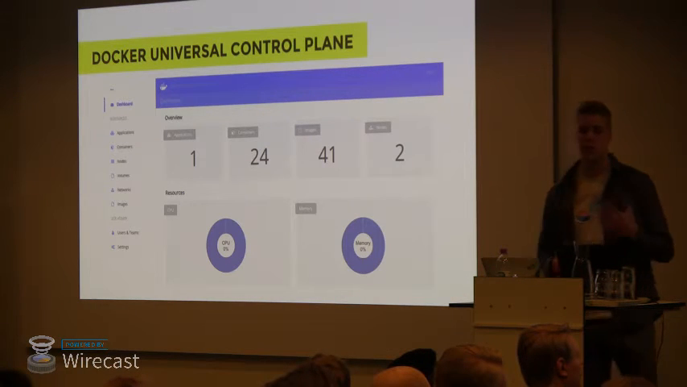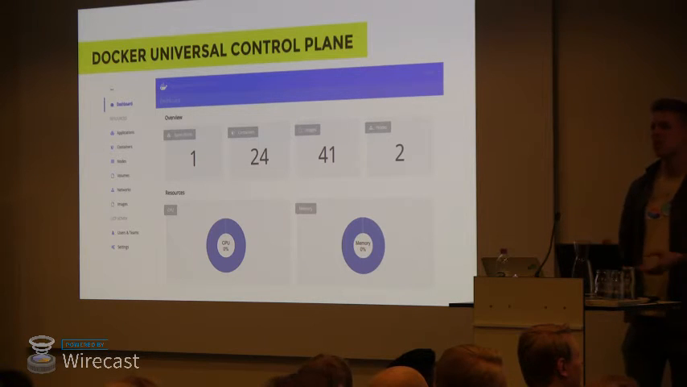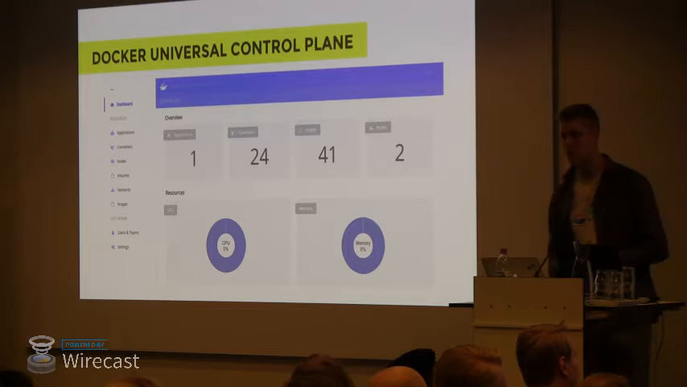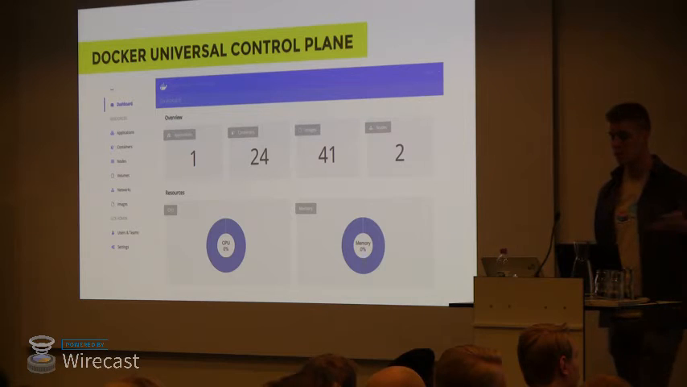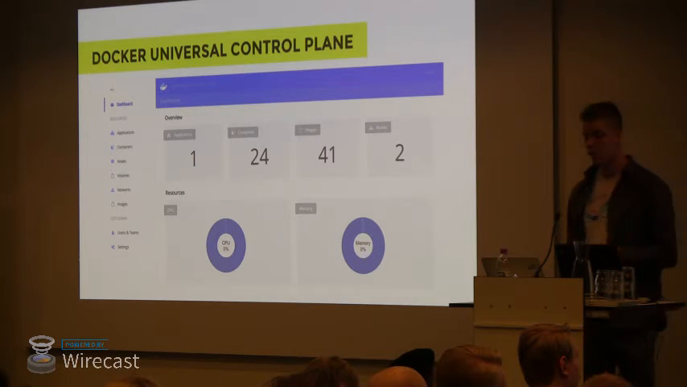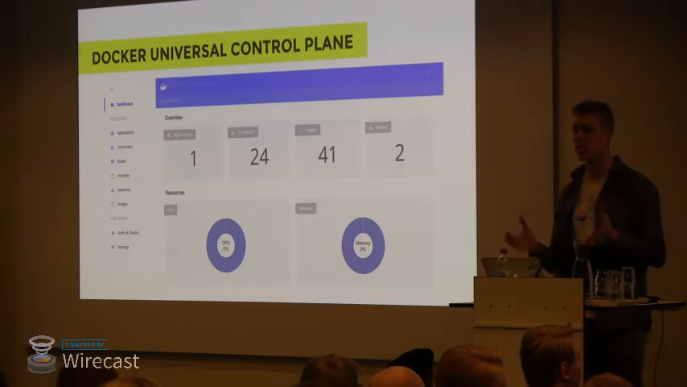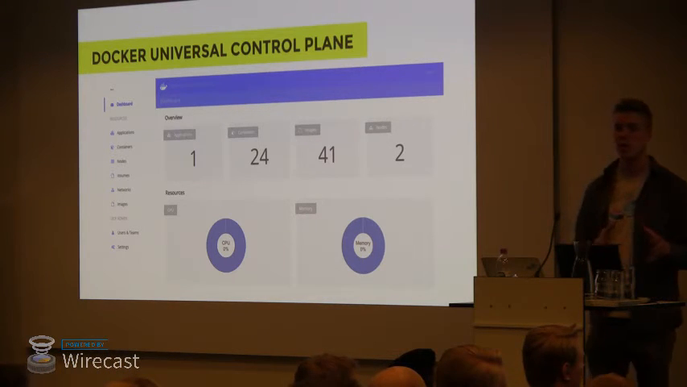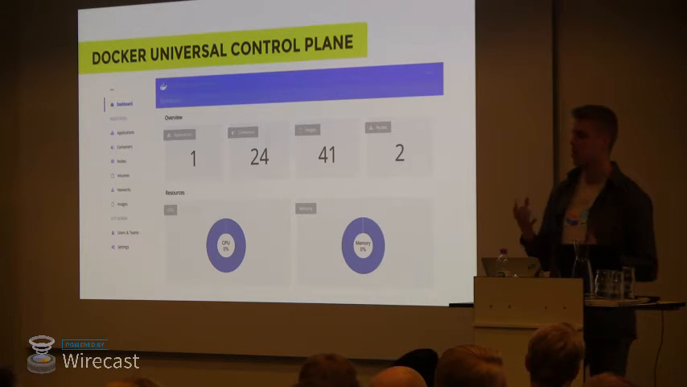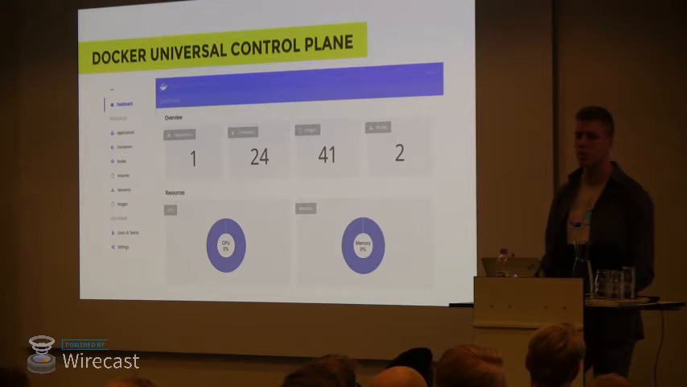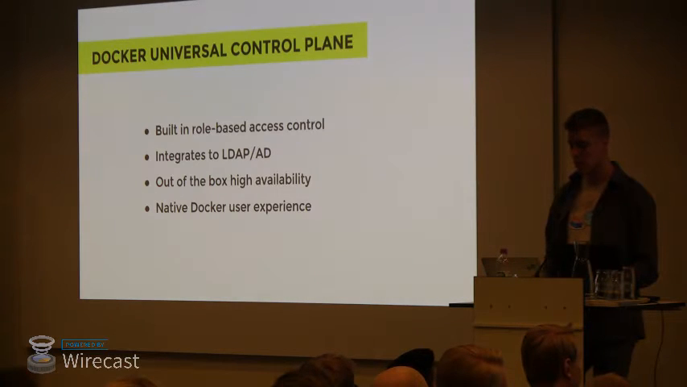So the Universal Control Plane as a product is basically just a UI. It gives you a UI to manage your applications, containers, nodes, volumes, networks, and images. On top of that, users and teams and settings. So that's everything that you need to manage Docker and Docker containers and Docker orchestration, but nothing extra. So basically the product is much simpler. It doesn't have as many features as some other products, but it has all the basic features that you want.